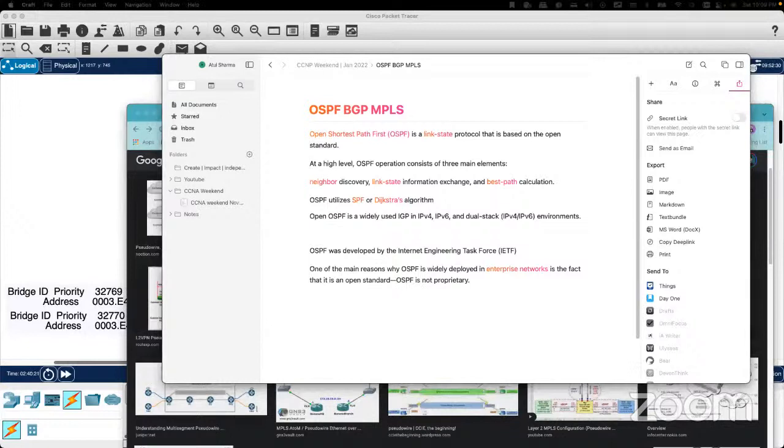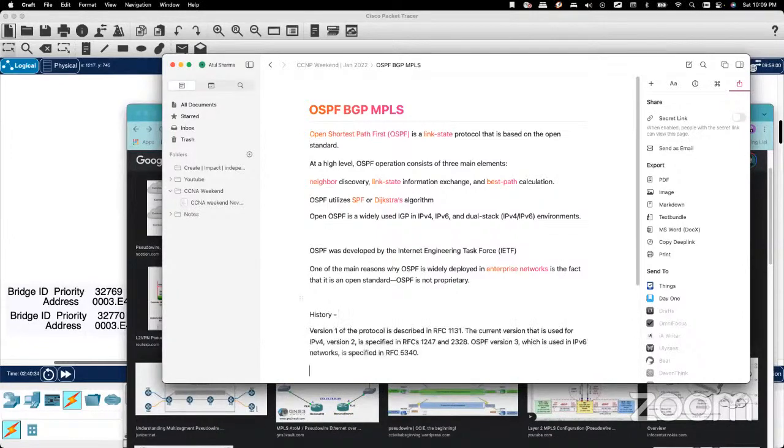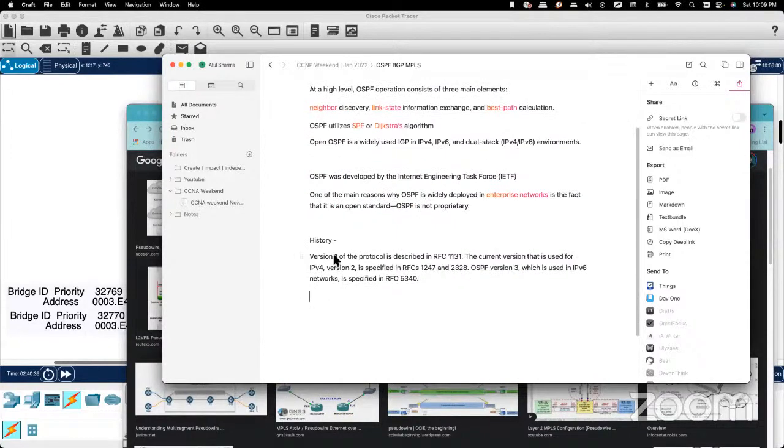Okay. So when OSPF was made, it got revised 3-4 times. So if you check the OSPF history, okay, let me add here history. Okay, so first version 1 came.